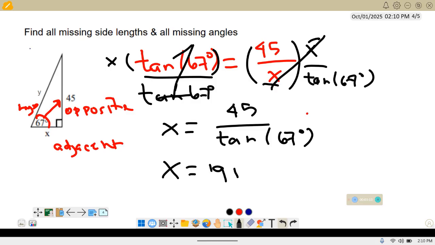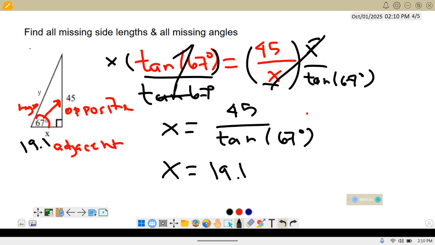Oops. That's not what it's supposed to say. It's supposed to say 19.1. So that tells us this side length is 19.1. Now, this question specifically said find all missing side lengths and all missing angles. So the other two should be fairly easy.